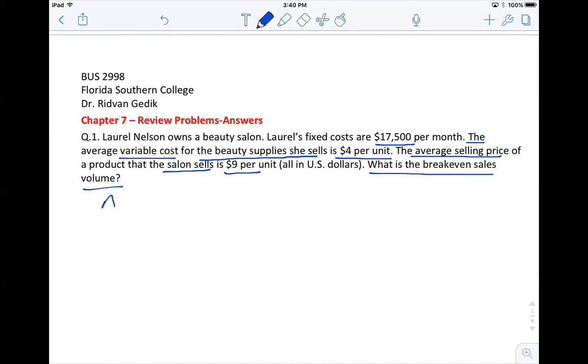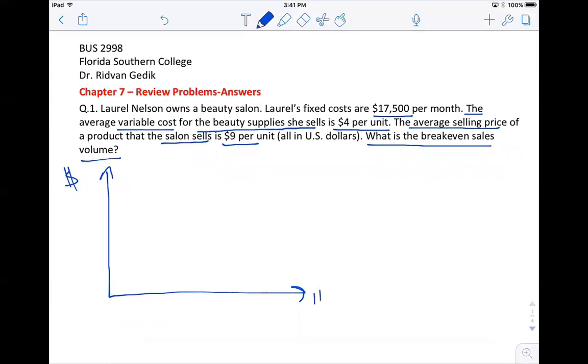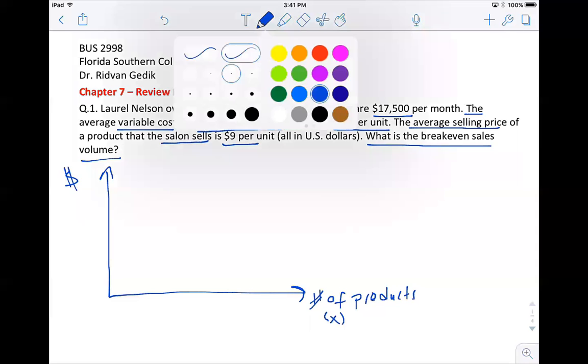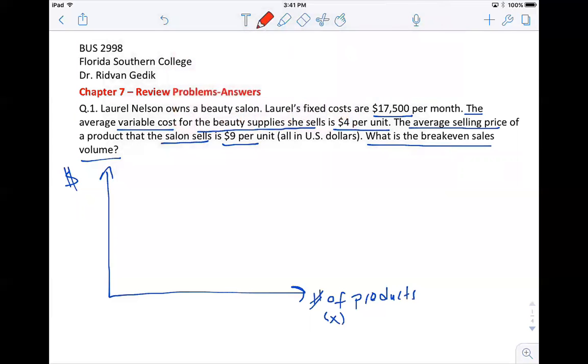Let me represent that over a graph. Let's assume that on the y-axis we have the dollar volume, and on the x-axis we have the number of products, which I will call x. We do not know how many products we are going to sell this month, so let me try to represent my cost. I'm going to use a red line to represent my cost.